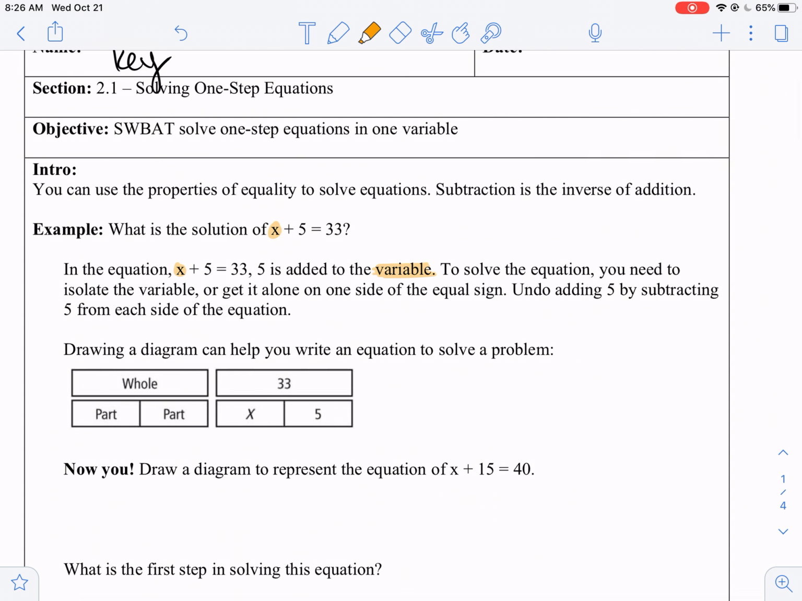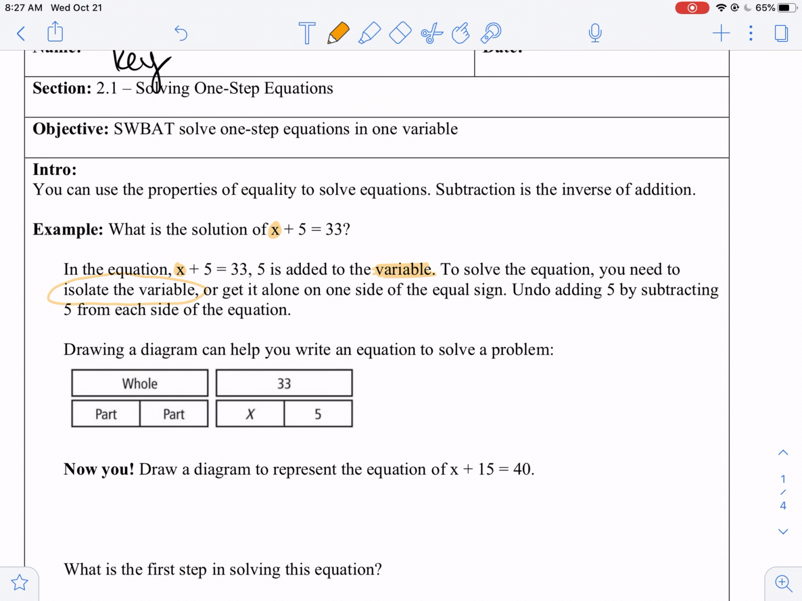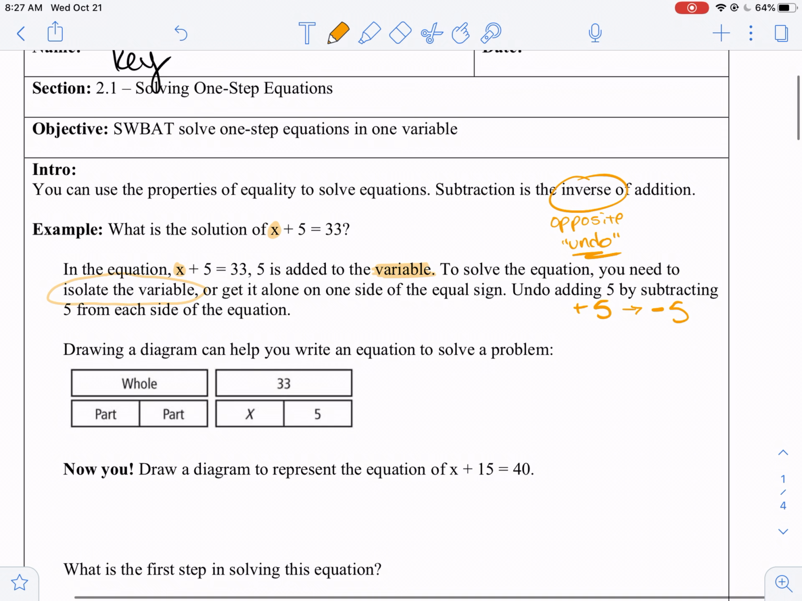In order to find out what x is, we're going to get it all by itself. That's our key idea: we want to isolate the variable, to get it all by itself, alone. So in order to do that, we need to get rid of this plus 5. We undo a plus 5. What will undo plus 5, we call that the inverse operation. The inverse is like the opposite, whatever will undo something. So to undo adding 5, that's subtract 5.